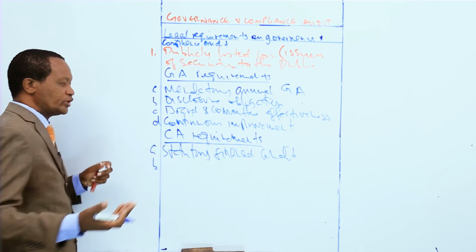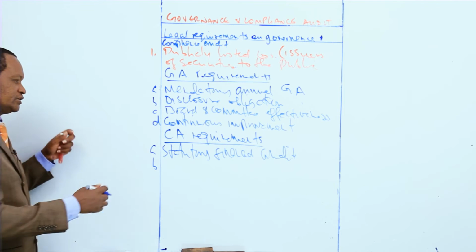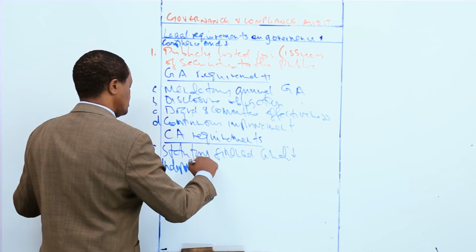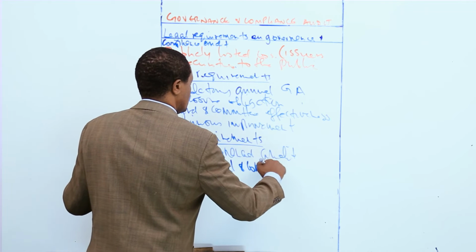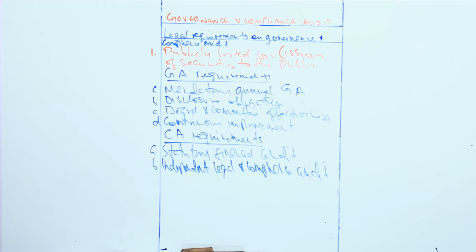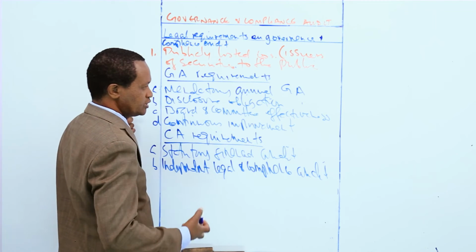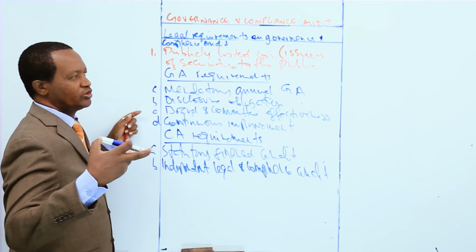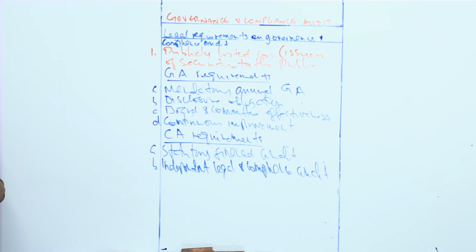The second one is the compliance audit. Number 2, independent legal and compliance audit. Now, the Capital Markets Authority Code also requires the board of a listed company to subject the company to an independent legal and compliance audit at least once every 2 years. And this audit focuses specifically on adherence to applicable laws, regulations, internal policies, contractual arrangements, and it must be carried out by a legal professional in good standing with the Law Society of Kenya.